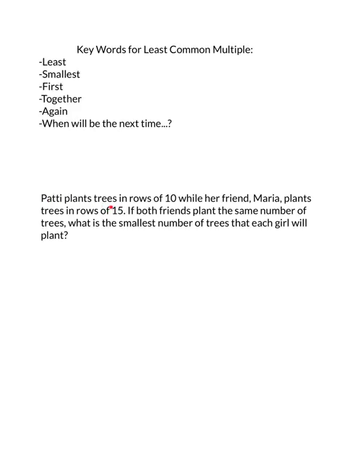So Patty plants trees in rows of 10, while her friend Maria plants trees in rows of 15. If both friends plant the same number of trees, what is the smallest number of trees that each girl will plant? So in this question at the end, I'm noticing this keyword here, smallest. That is a keyword that tells me I need to use least common multiple to solve the problem. So I need to find the least common multiple of 10 and 15.